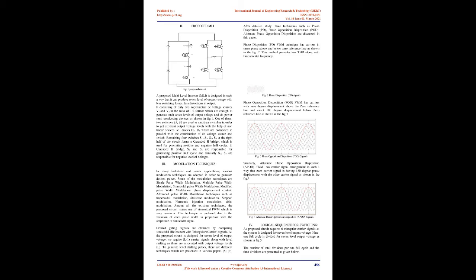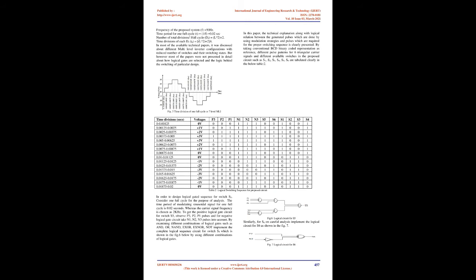Modulation techniques. In many industrial and power applications, various modulation techniques are adopted in order to generate desired pulses. Some of the modulation techniques are single pulse width modulation, multiple pulse width modulation, sinusoidal pulse width modulation, modified pulse width modulation, phase displacement control, and advanced pulse width modulation techniques such as trapezoidal modulation, staircase modulation, step modulation, harmonic injection modulation, and delta modulation. Among all the existing techniques, the proposed circuit makes use of sinusoidal PWM, which is very common.